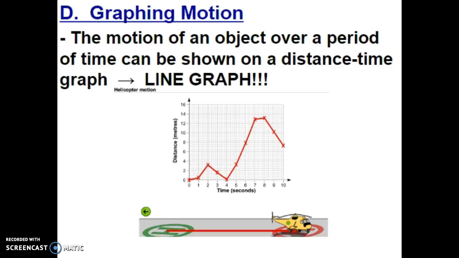We are going to take a look at graphing motion a lot with some of our hands-on activities that we'll be doing in class. But the motion of an object over a period of time can be shown on a very easy distance-time graph. This will be a line graph. Again, we're going independent versus dependent variable.